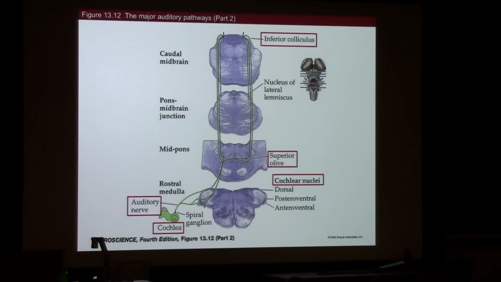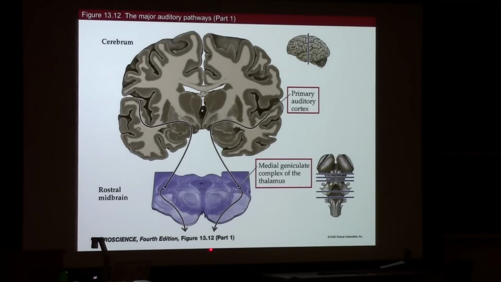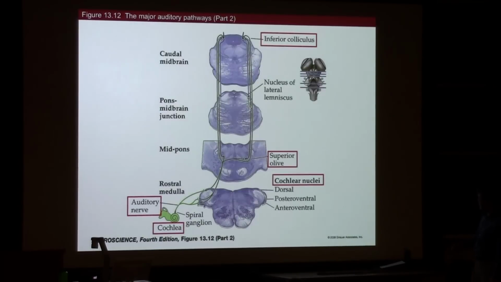Now if we continue this pathway, from the inferior colliculus the next place is called the thalamus. Part of this thalamus is called the medial geniculate complex, but just think of it as the thalamus. There are auditory parts, visual parts, and other sensory parts. From the thalamus, the signal continues to the primary auditory cortex, behind our ear, and we'll follow this up. So that's the pathway from the ear all the way to the brain.